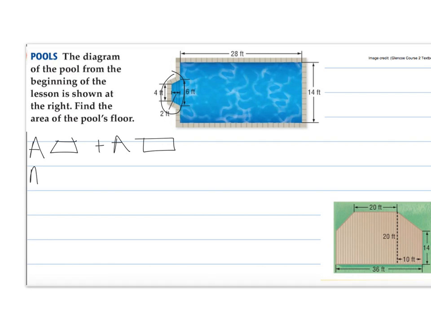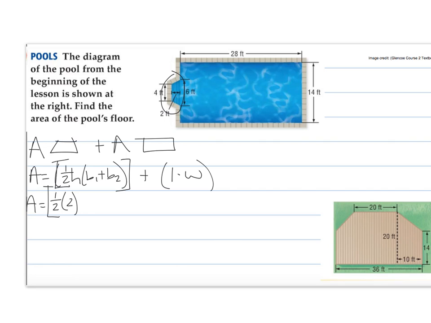So I write down my formulas. Trapezoid is 1/2 the height times the sum of the bases. Use my brackets to know that's separate from my area of a rectangle, length times width. Plug in what I know. The height of my steps there that's in the shape of a trapezoid is 2. Base 1 is 4, base 2 is 6. The length of my pool is 28 feet. That'd be nice, wouldn't it? And the width is 14 feet.